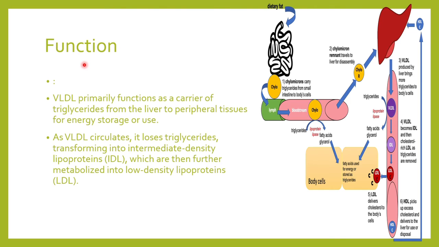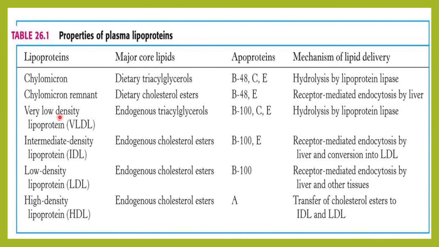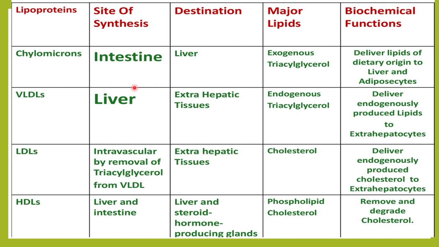What is the main function of VLDL? The main function is to carry the triglyceride from the liver to the peripheral tissues, and this triglyceride is then utilized by the peripheral tissue either as a storage form of energy or to give energy instantly. As the VLDL circulates, it will lose the triglyceride and transform into IDL and LDL. So this is VLDL. The major core lipid here is endogenous triglycerols. The apoproteins are B100, C and apoE, synthesized by the liver.